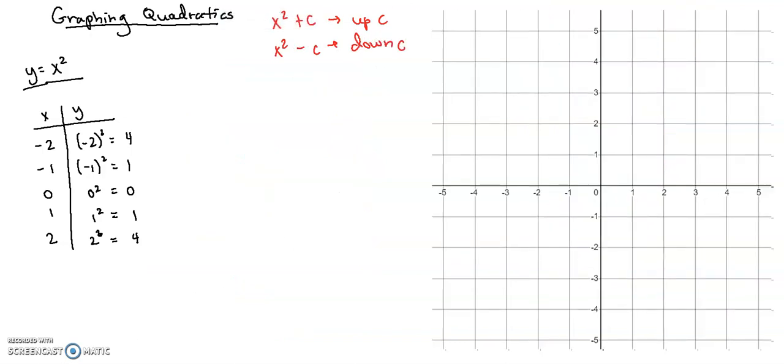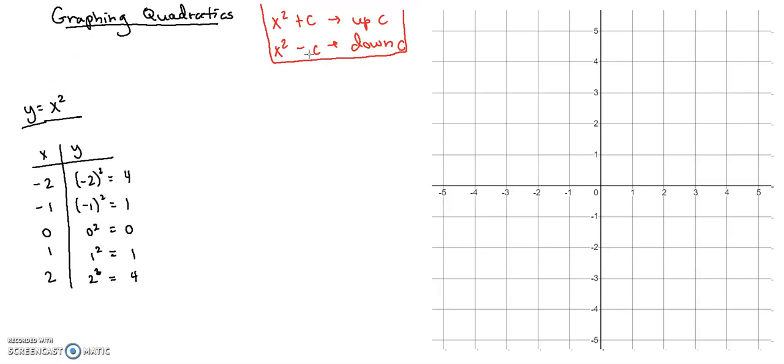Okay, so I've given us a fresh start here. We've got our first rule that we learned up here, and let's look at another one. So we know what happens if we add or subtract a number like this. What if we add or subtract a number inside the square? So let's try that. Let's say we've got y equals (x minus 1) squared, like this.